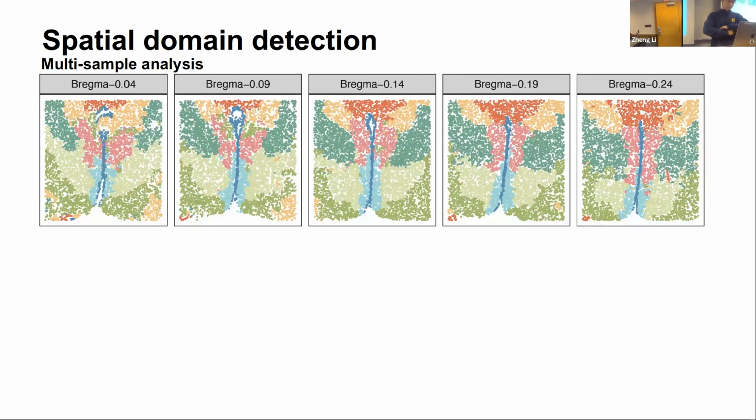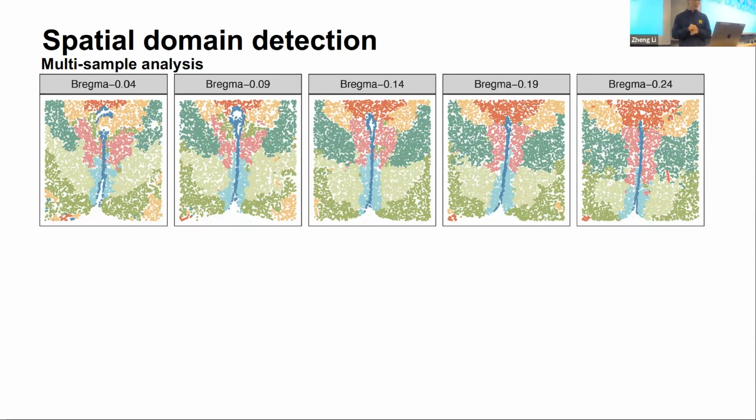And if we incorporate all the tissue sections together, it further improves the performance of the spatial domain detection. As you can see here, from Bregma negative 0.04 all the way to Bregma negative 0.24, these tissue sections are collected from the anterior all the way to the posterior mouse hypothalamus. So they are expected to have similar spatial domains and cell type compositions. And indeed, we find that the spatial domains detected by our method are very consistent across these 5 tissue sections.